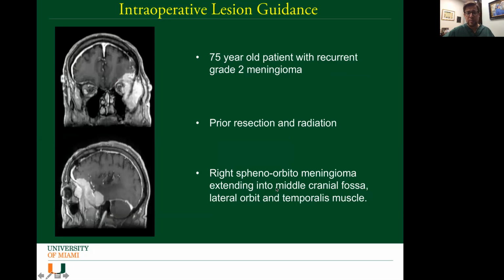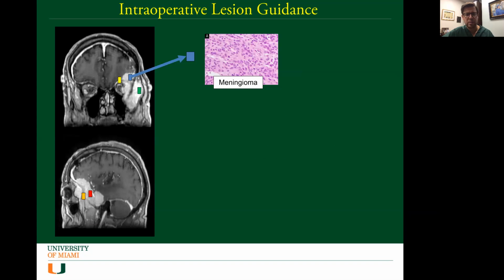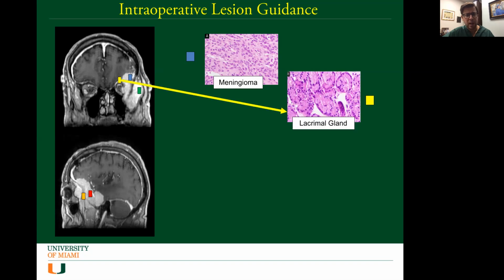Here's another example of how it would be useful in a tumor case. This is one of my grade 2 meningioma cases that I did last year, with a very infiltrative tumor involving the sphenoorbital area. We performed a skull-base surgery extending into the right middle fossa. And as we went through the tumor, we were able to take different biopsies. And so here we can see the meningioma itself. As we go more anteriorly, we were able to get to the border of the lacrimal gland and sample that.